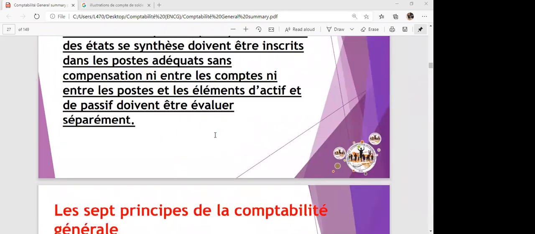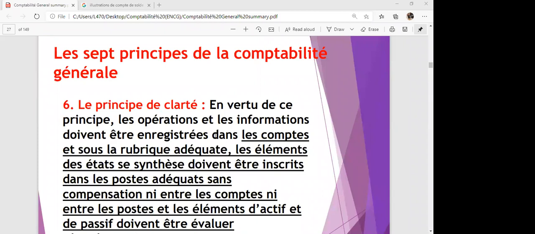The sixth, okay. We have le principe de clarté. It reads, en vue de ces principes, les opérations et les informations doivent être enregistrées dans le compte et sous les rubriques adéquates. A simple explanation would be, this is the principle of clarity. So we are always supposed to be clear in our transactions, in our recordings. If something happens, we are always supposed to record it. Whether it's a loss or a gain, we are always supposed to record what is true and clear. That's that. Moving on to the seventh one.